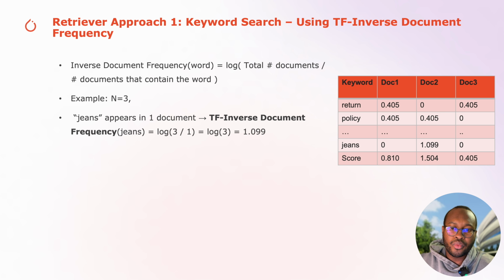Okay, so we are just going to go to the original table, and for the row of jeans, all of those values, I'm going to multiply them by 1.099. Similarly, you compute the inverse document frequency for policy and multiply that value by the values in the row of policy in the previous table, sorry.